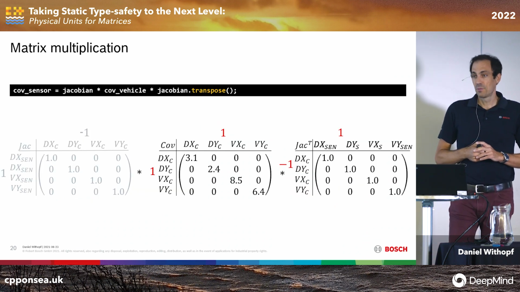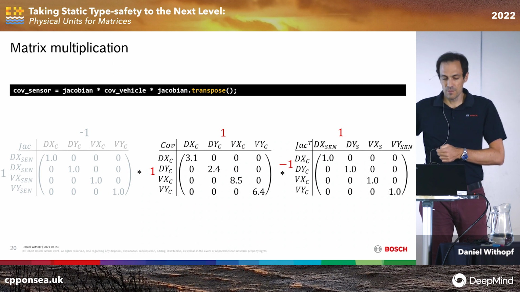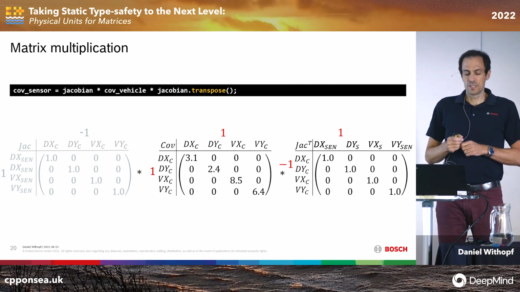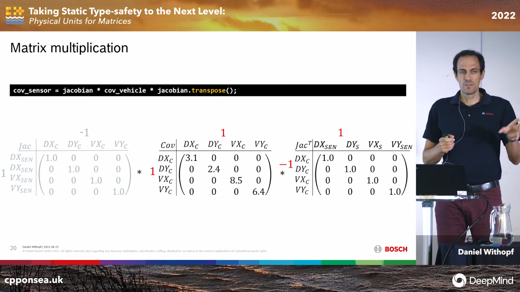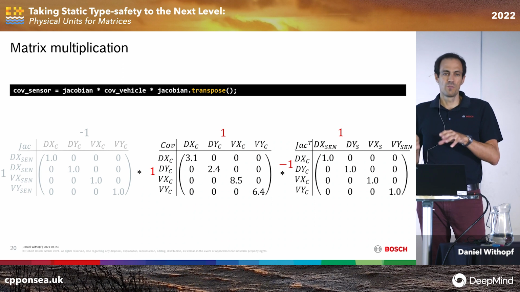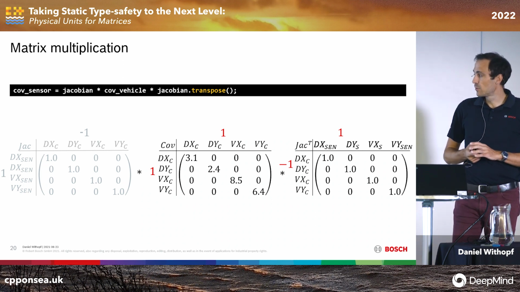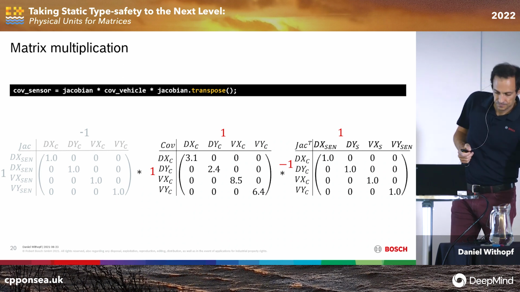Now I want to show an example of a bit more complex operation inside the library and how this plays out. So here, in that code line, we're taking a covariance in vehicle frame in the middle of the right-hand side, and we're multiplying it with a Jacobian on the left-hand side and a Jacobian transposed on the right-hand side. This is usually the operation that you do when you want to get a covariance matrix to a different frame. And as you can see on the left-hand side, we're assigning that to a covariance matrix in sensor frame.